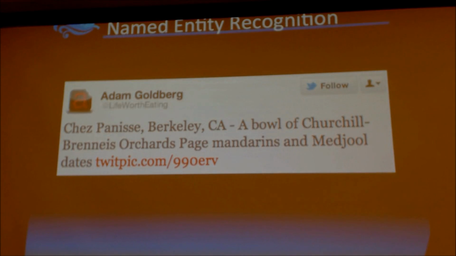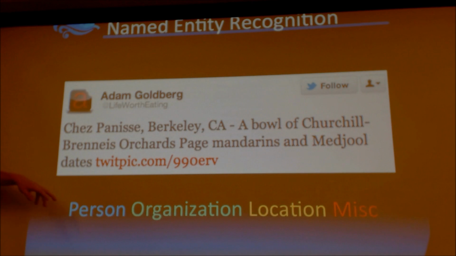Okay, so let's talk a little bit about some of the ways we actually build systems to do things. This is named entity recognition. I'm going to talk about the task of named entity recognition for a while. The idea here is we have some kind of text, like this tweet: Chez Panisse in Berkeley, California, a bowl of Churchill Burnet Orchard Page mandarins and medjool dates, and then some URL. The goal of named entity recognition is to identify the people, the places, and the things, in addition to organizations and things like that. MISC is things.